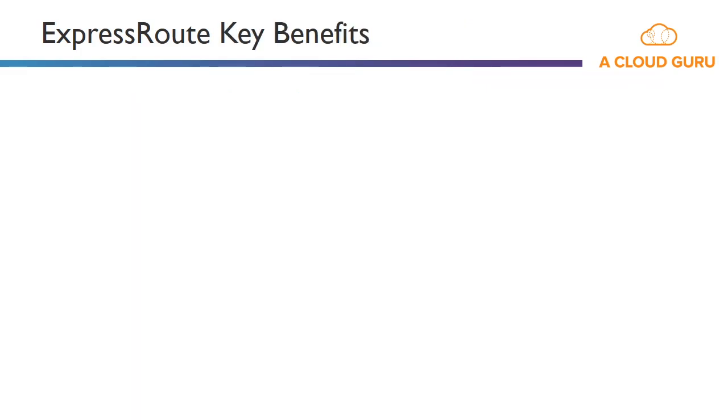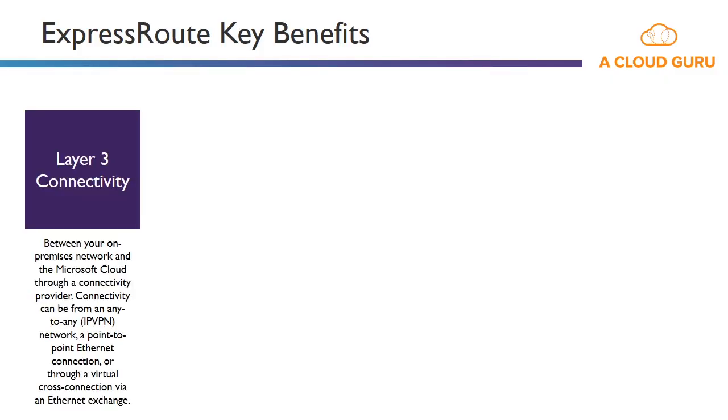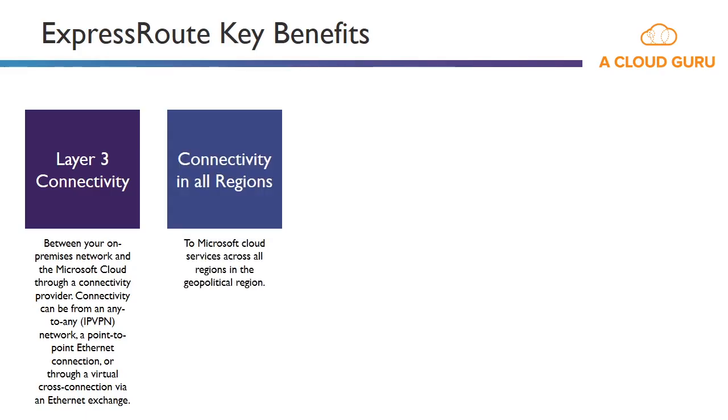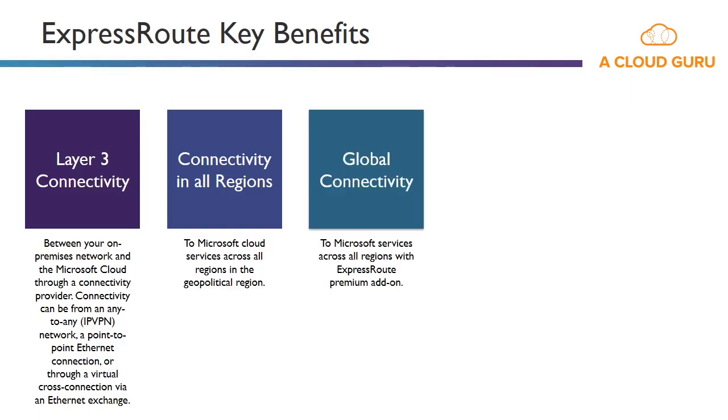If we look at the key benefits of ExpressRoute, and there are definitely many here, but let's just hit on some of the main ones. Well, first of all, this is now providing layer 3 connectivity between our on-premises network and Microsoft Azure's network. So it adds a lot of flexibility in allowing us to share resources between the 2 data centers. It allows connectivity in all regions, so to every Microsoft Cloud service across all regions in the geopolitical region. But in addition, you can add on the ExpressRoute Premium add-on, and this allows access to Microsoft services across all regions, so global connectivity at that point.